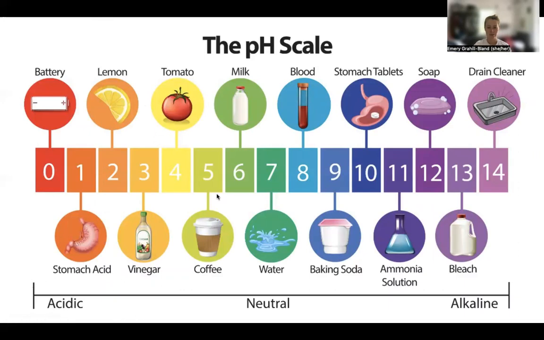Acidic is towards 0, and then neutral is 7, water. It's basically the amount that water naturally ionizes to be equal parts OH and H. And then alkaline, basic, towards the positive end. Like I said, soap is basic, lemon juice is acidic, and you've got some things in the middle there.